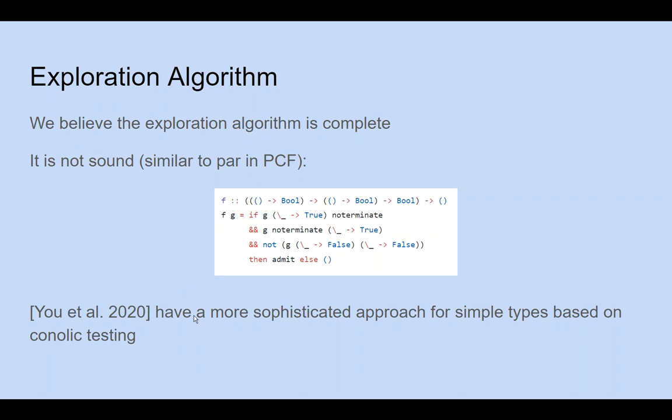So if you're aware of any, please let me know. After submitting, we did find out that you and Bobby Findler and some of their collaborators have been working on something similar at simple types using canonic testing. So that's very interesting, and they've got much nicer proofs of a lot of these properties.